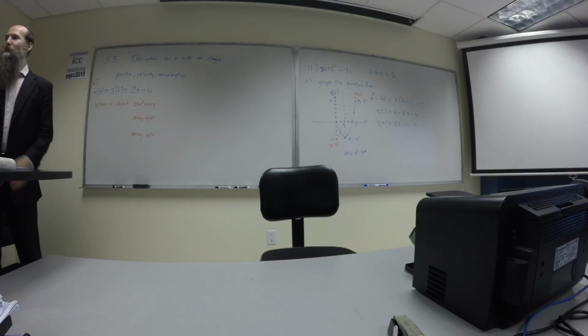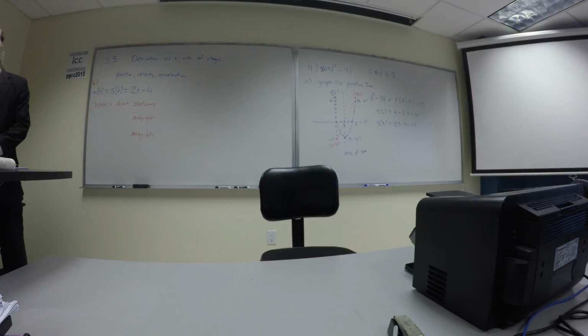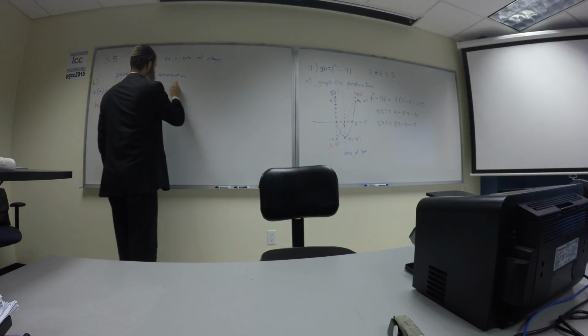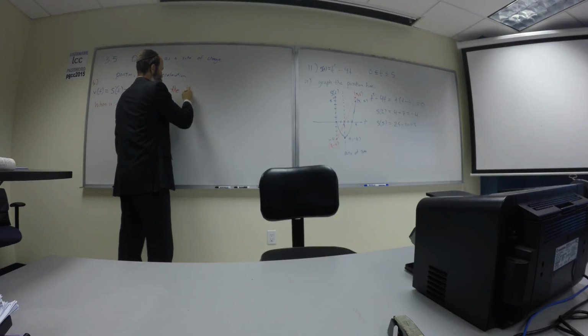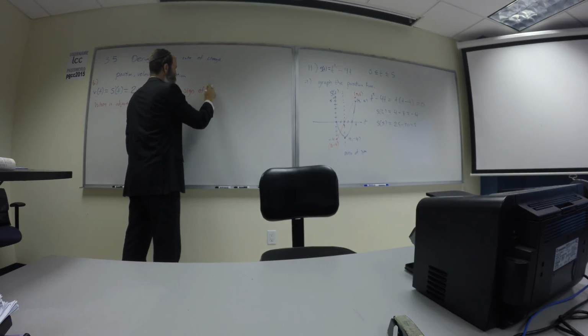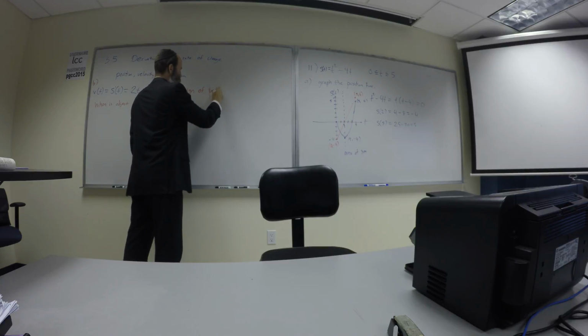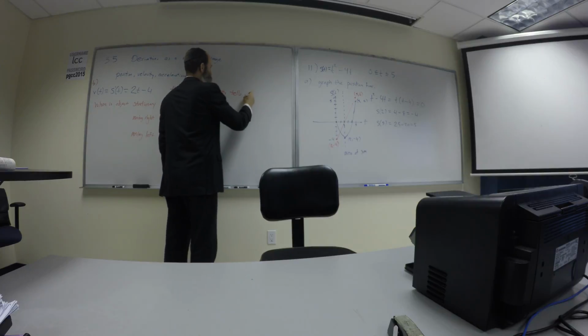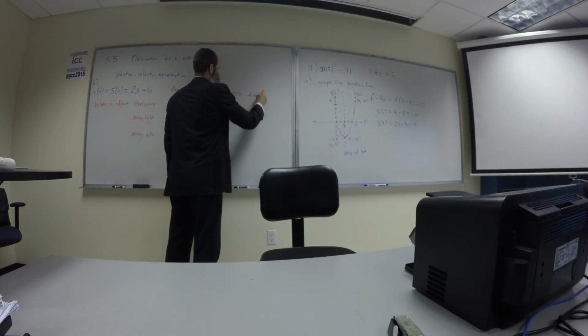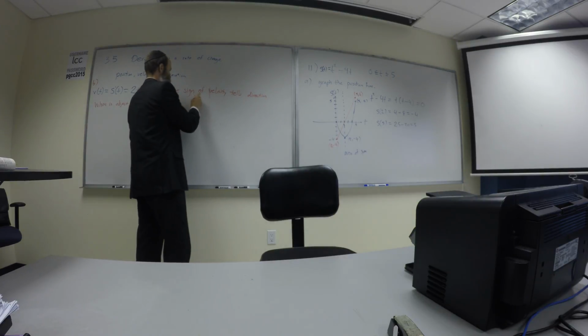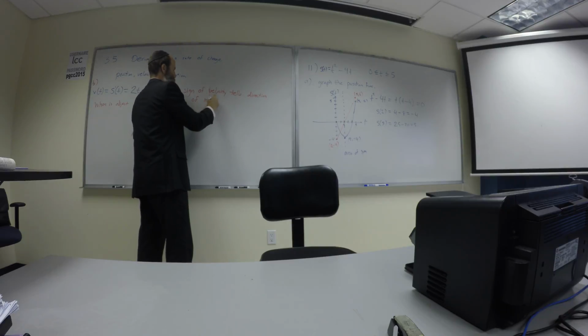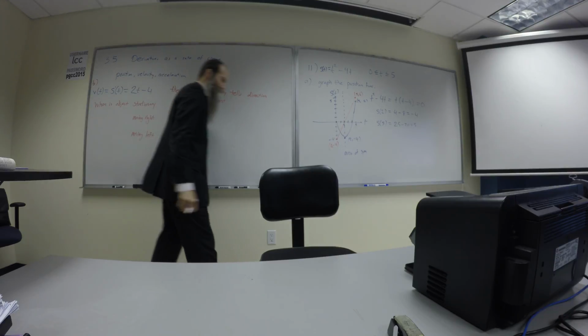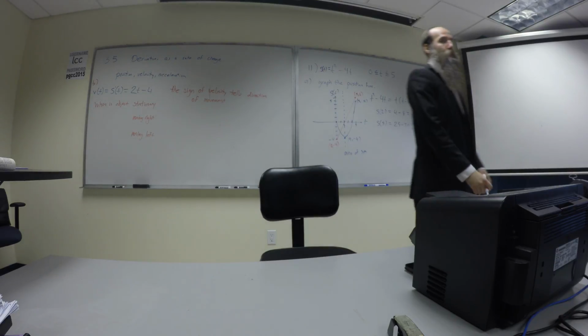I will tell you something that will reveal the answer quite quickly. The sign, S-I-G-N, the sign of velocity tells direction of movement. Okay? The sign of the velocity tells the direction of movement.